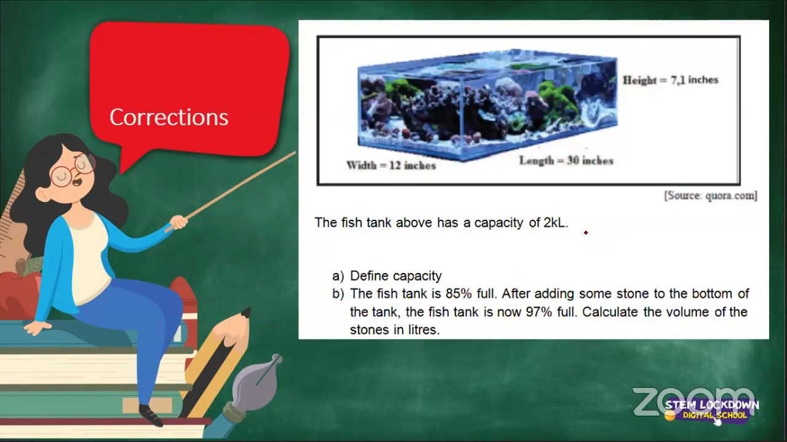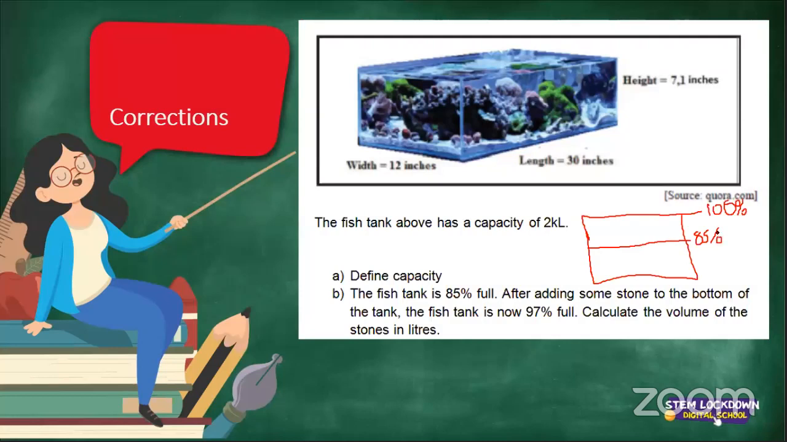So I always like to make drawings. So there's my fish tank, right? When it's full, it is 100% capacity. That means 2 kiloliters, right? But now we're told that currently it is 85%. Maybe 85% is about there, 85% full.